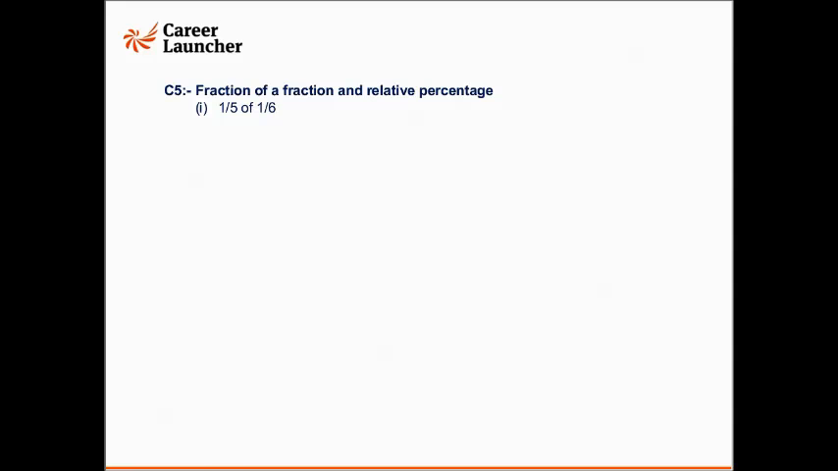If you have to calculate a fraction of a fraction and relative percentage, how do you approach it? First is 1 by 5 of 1 by 6. Of means multiply. So 1 by 5 into 1 by 6 is 1 by 30. Correct. Now second is 20% of 50%. 50% is half and 20% is 1 by 5. So 1 by 5 into 1 by 2 is 1 by 10. So my answer will be 1 by 10. Correct.